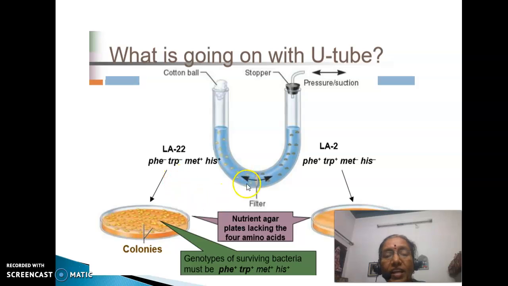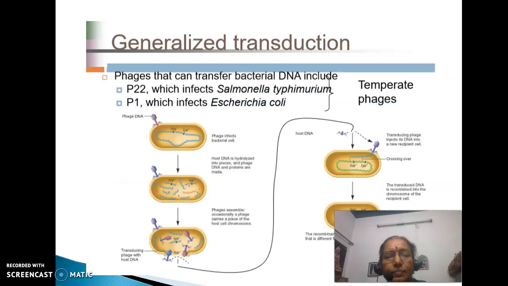So because of this, there is a transfer of bacterial genes from La2 to La22, and that is the reason why we are finding the recombination happening and the colonies are growing on plates which are lacking all four amino acids. So this is how generalized transduction was discovered. Now we will understand the mechanism of generalized transduction.